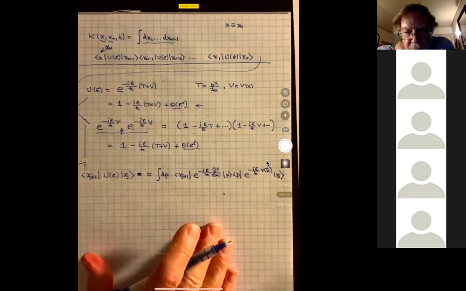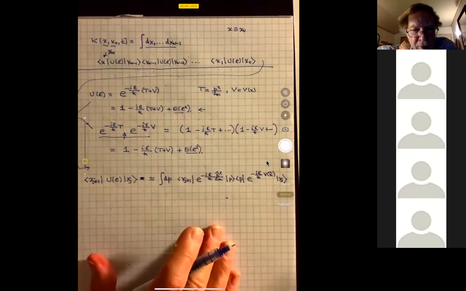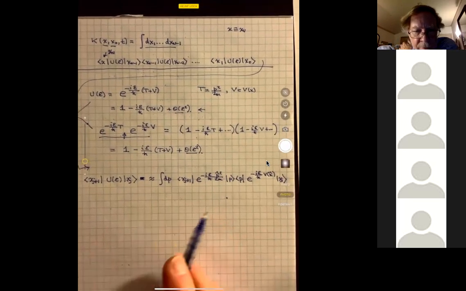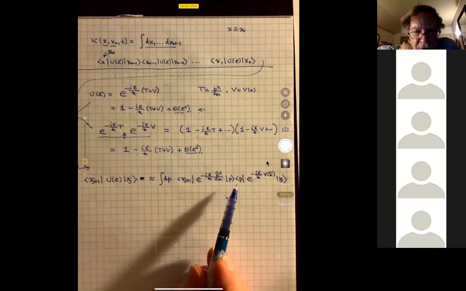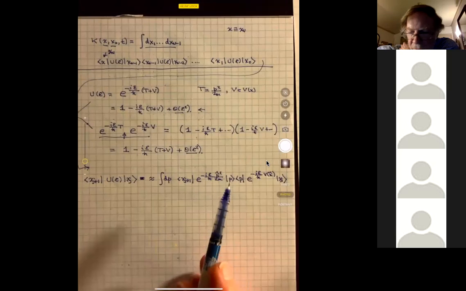Let me try to disentangle that from the circular blobs. I hope you can see that, and I hope I'm not writing too small. I just inserted this resolution of the identity between the kinetic energy factor and the potential energy factor, and otherwise just wrote them out.